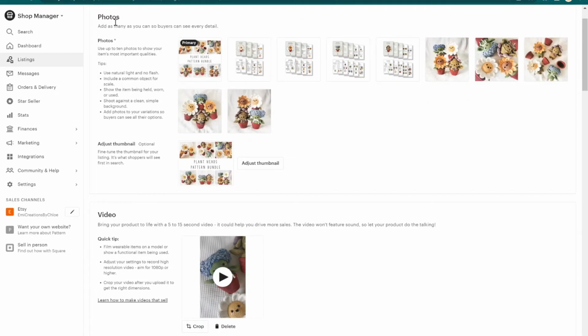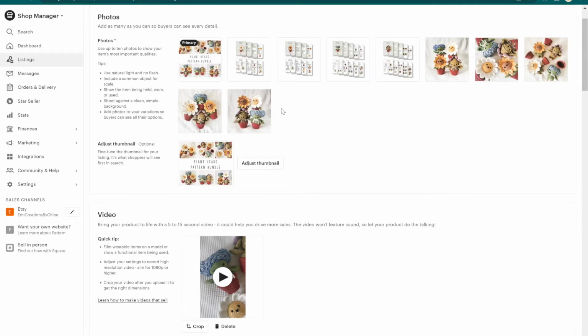The next thing is your photographs. So on Etsy, you have 10 photo slots, and I definitely encourage everyone to use all 10 photo slots. This will definitely contribute to your SEOs and how people will search your product, because on Google, for example, you can also search a product via images as well. So you should definitely make the most of all the photo slots that you have for your listing.